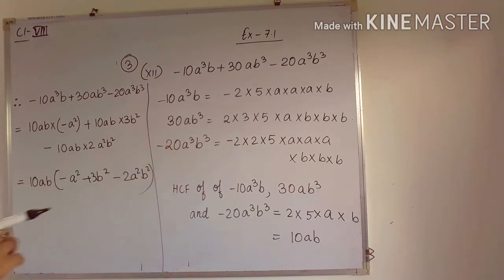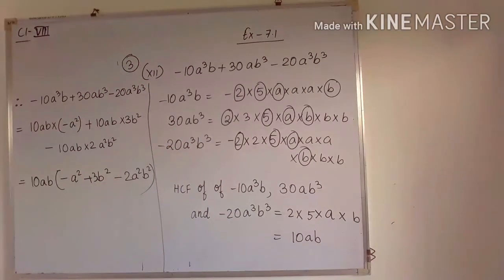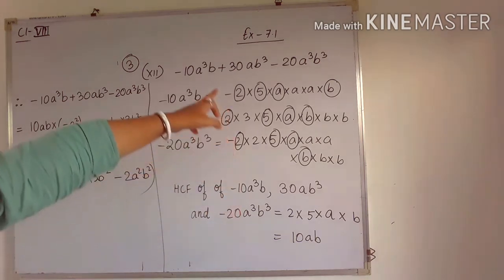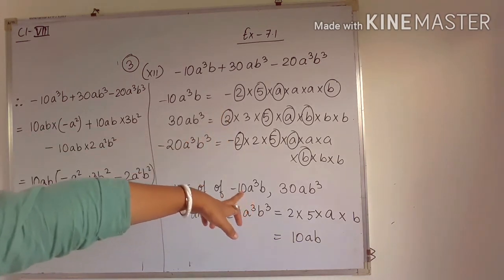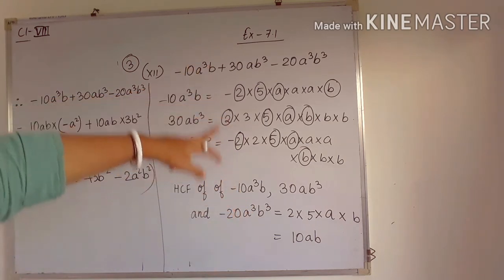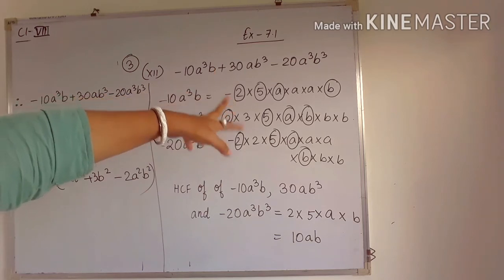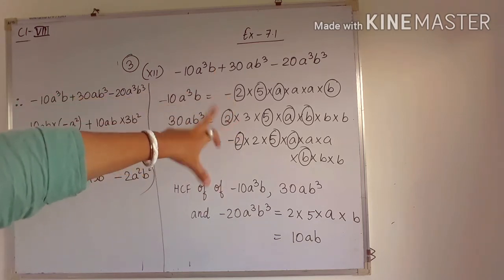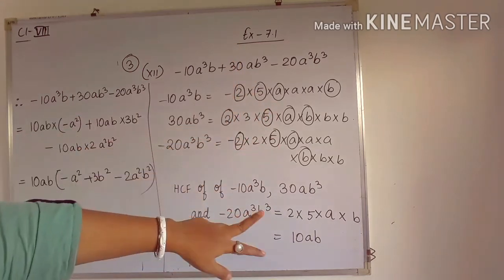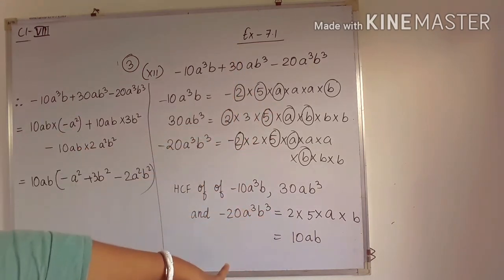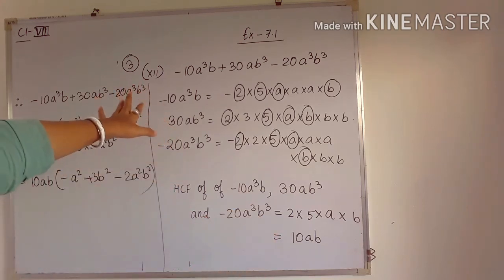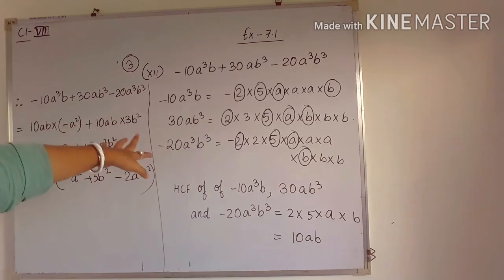So what are the common factors? Let us see what is common. Only one 2 is common, so you can write 2. Then only one 5 is common, so multiply by 5. Then only one a is common. In the 3 cases you can see only one a is common, so into a. Similarly, only one b is common, so b. So finally 2 into 5 will be 10, and a into b is ab. So 10ab is the HCF of these 3 algebraic expressions.